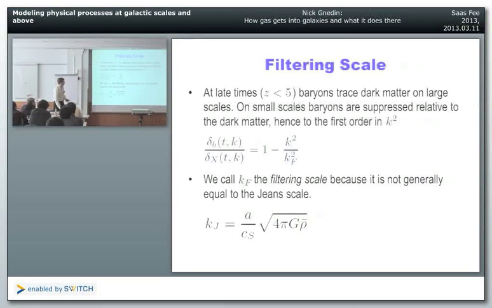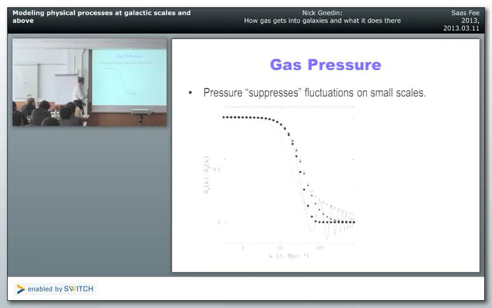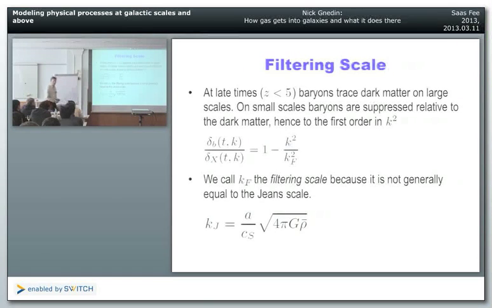So this scale, on which the baryonic fluctuation drops below the dark matter fluctuation, describes the role of pressure in the expanding universe on large scales, in the linear regime. This scale is called the filtering scale.